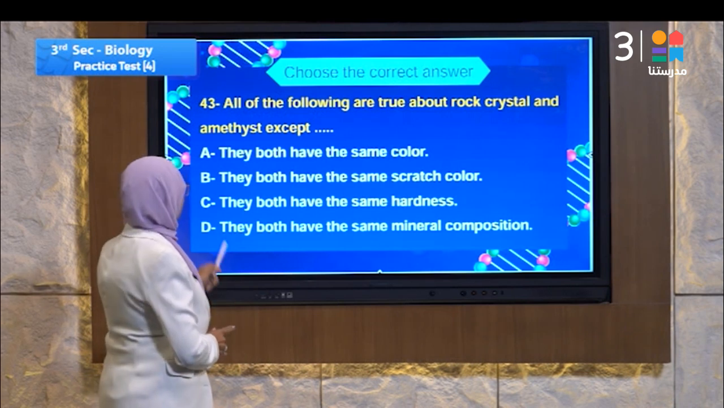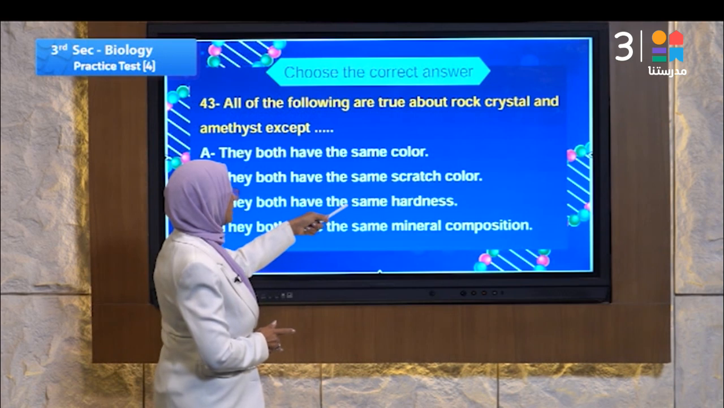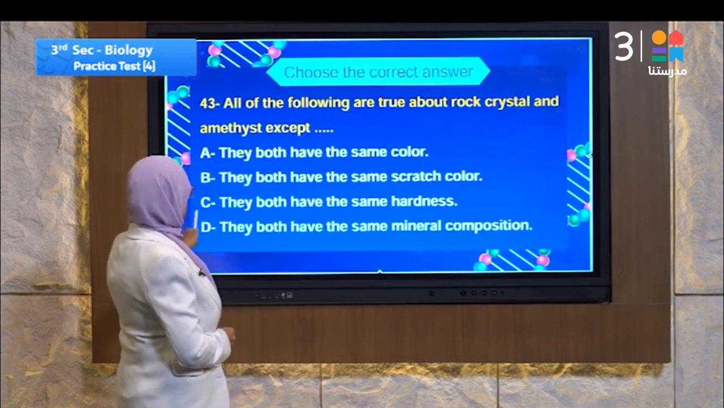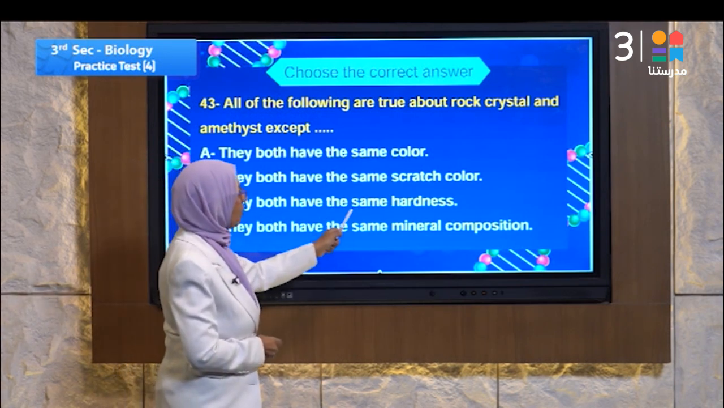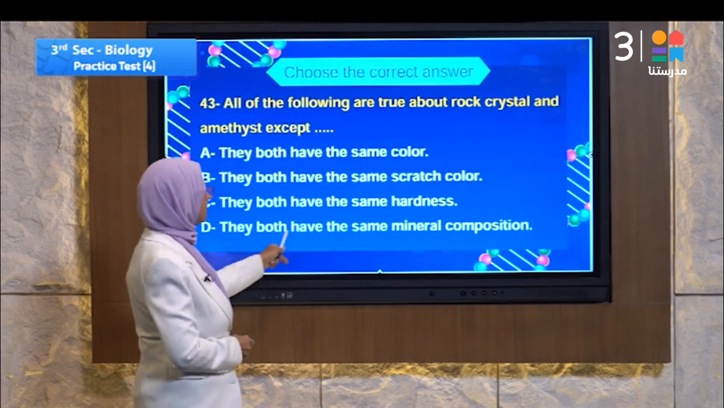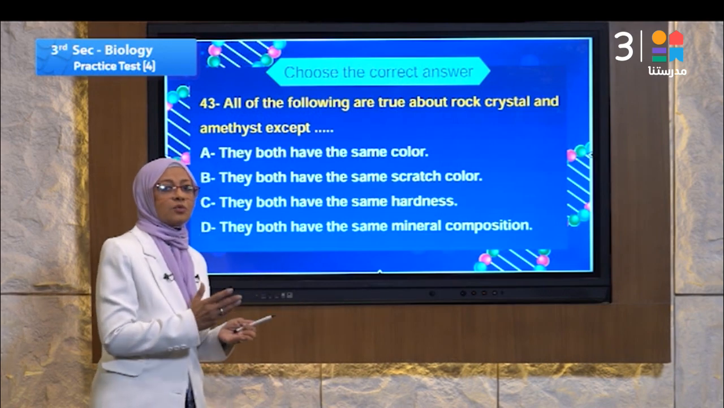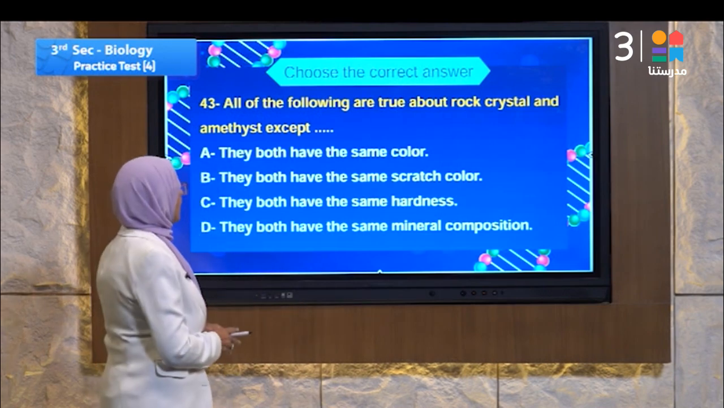Let's read. B, they both have the same scratchy color. No. C, they both have the same hardness. No, they are different in hardness. They both have the same mineral composition. No. So the answer will be A. They have the same color.